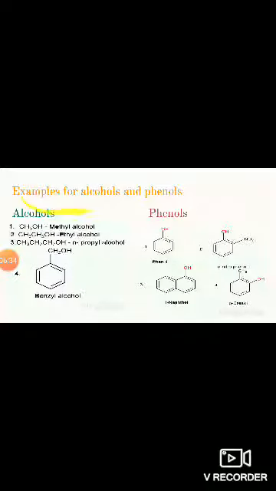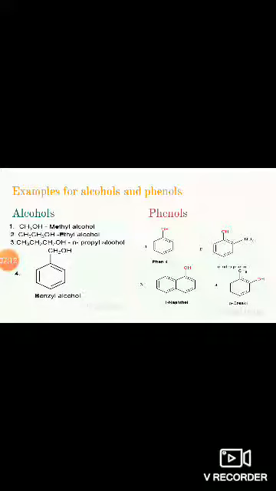Examples for phenols and alcohols. I want to give some examples for alcohols and phenols. Here, first of all, alcohols. The first one is CH3OH, methyl alcohol. CH3CH2OH, ethyl alcohol. Next, CH3CH2CH2OH, propyl alcohol. These are aliphatic hydroxy compounds, so they fall into the category of alcohols.